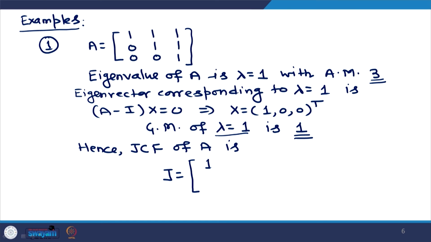So, what will be the Jordan canonical form? 1 1 0, 0 1 1, 0 0 1, and then we will find a matrix S such that A equals S J S inverse. We will see how to find this matrix S in the next lecture.